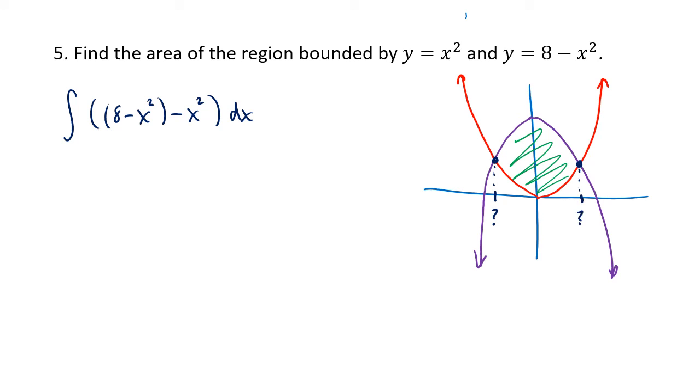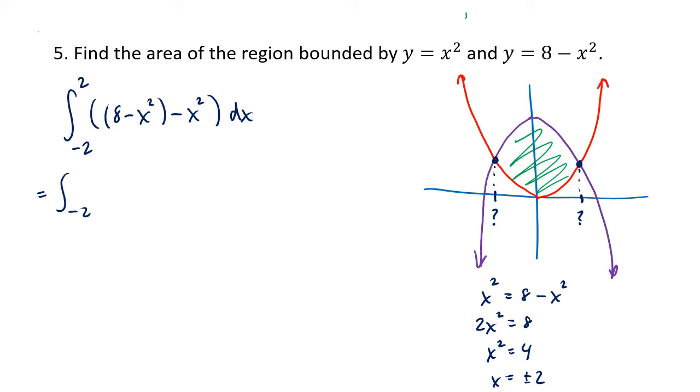And as usual, the way we're going to do that is by setting the two functions equal to each other and solving. So we set x squared equal to 8 minus x squared. Add x squared to both sides. That gives us 2x squared equals 8. X squared equals 4. X equals plus or minus 2. So that means our starting number is -2 and our ending number is +2. So there's our setup. Now let's integrate.